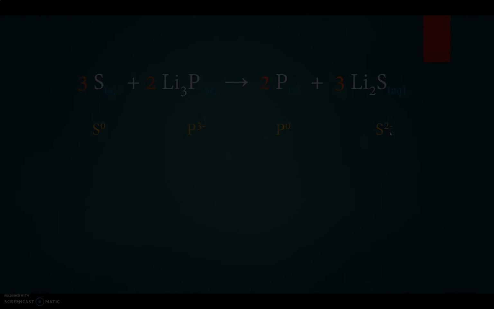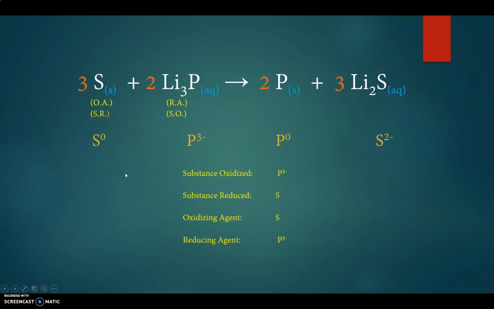And finally, to figure out the oxidation and reduction, sulfur went from a charge of 0 to a charge of -2, so a decrease in charge means that the sulfur was reduced and therefore is the oxidizing agent. Phosphide went from -3 to 0. An increase in charge means the phosphorus was oxidized and therefore is the reducing agent.